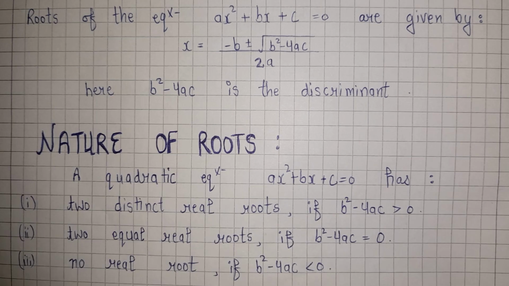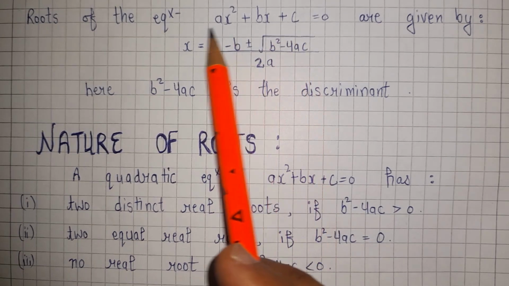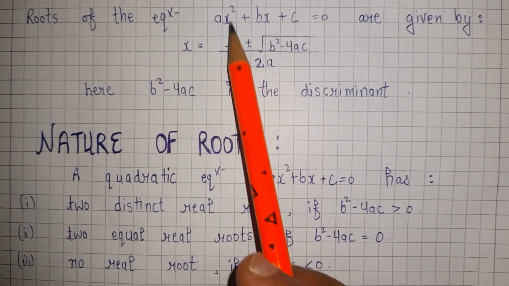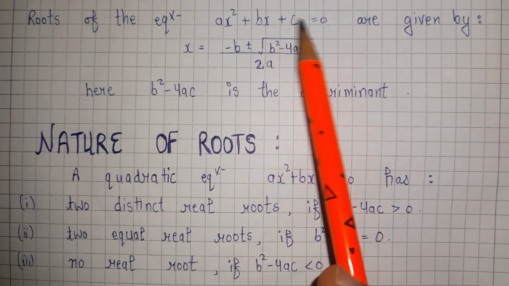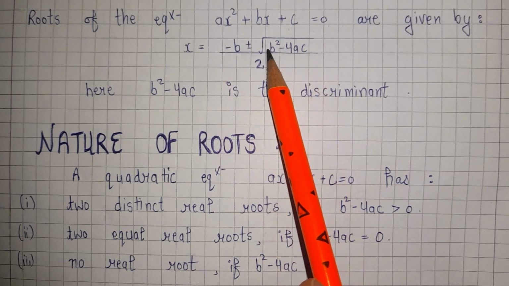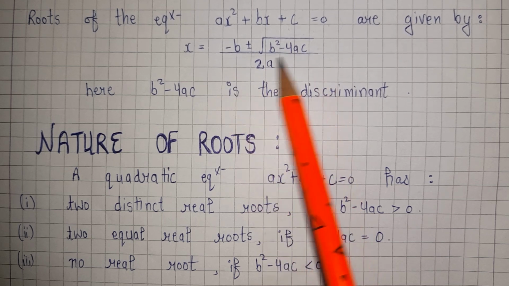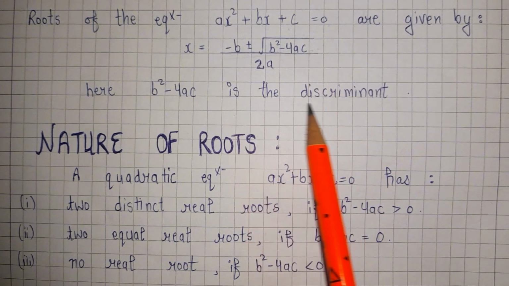Hello everyone, today we are going to start exercise 4.3. In this exercise, we will study the nature of the roots and the quadratic formula. If ax² + bx + c = 0 is our quadratic equation, then the value of x is given by x = (-b ± √(b² - 4ac)) / 2a. Here, b² - 4ac is the discriminant.